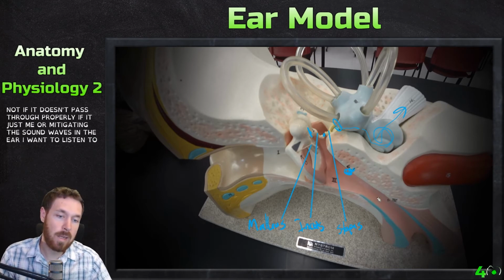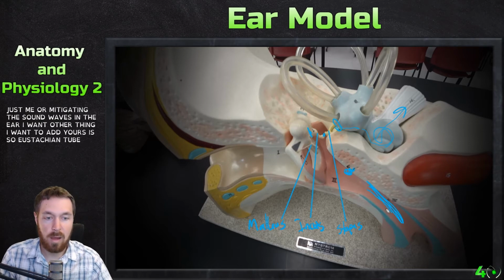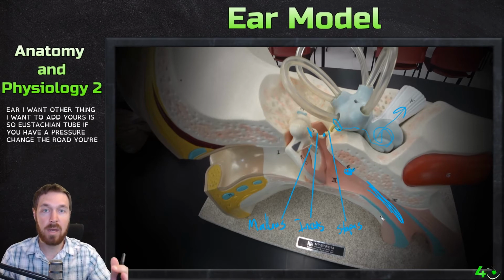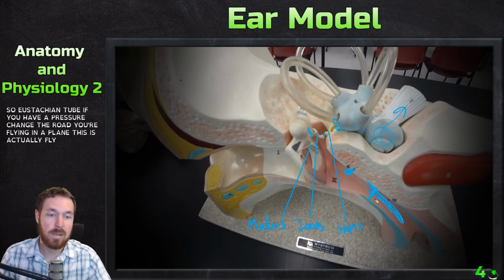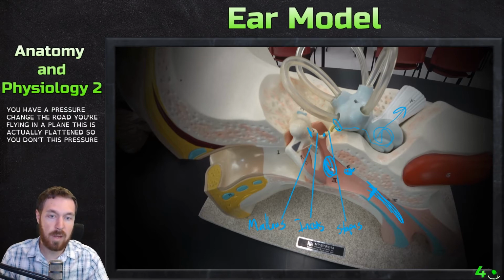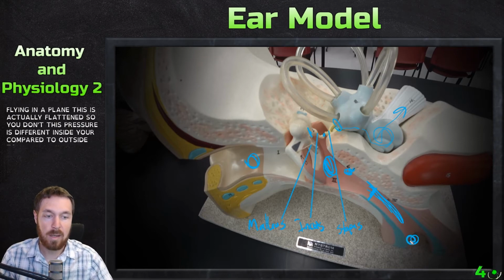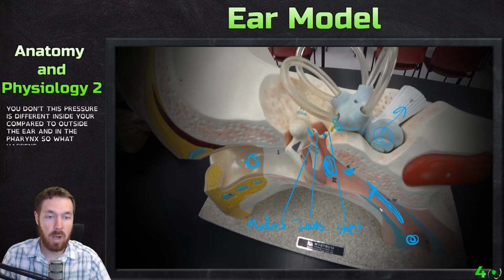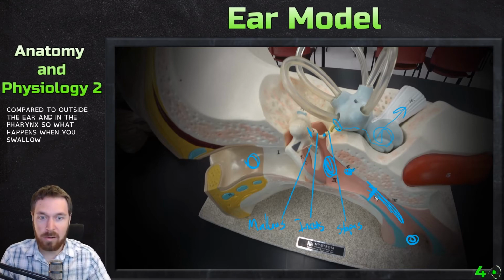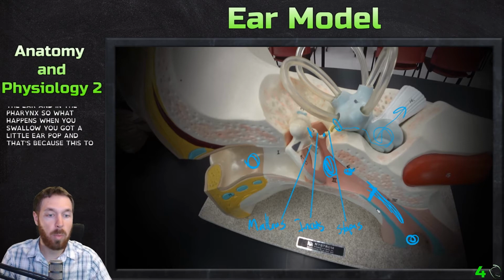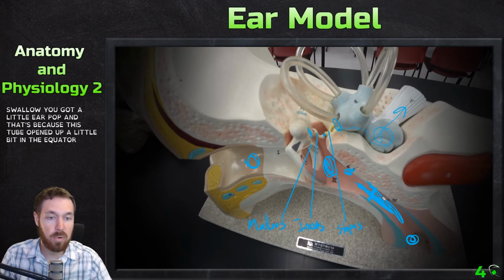One other thing I want to add here is this eustachian tube. If you have a pressure change, so if you're flying in a plane, this is actually flattened, so this pressure is different inside the ear compared to outside the ear and in the pharynx. So what happens when you swallow, you get a little ear pop. And that's because this tube opened up a little bit and it equated the pressure inside and out.